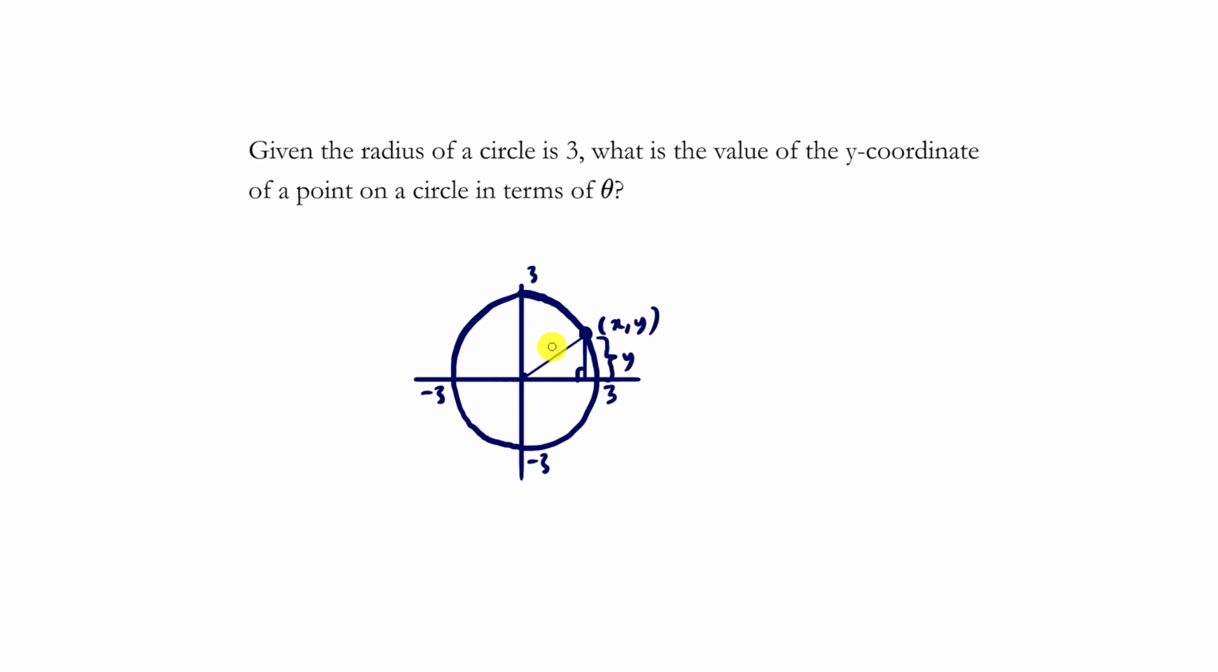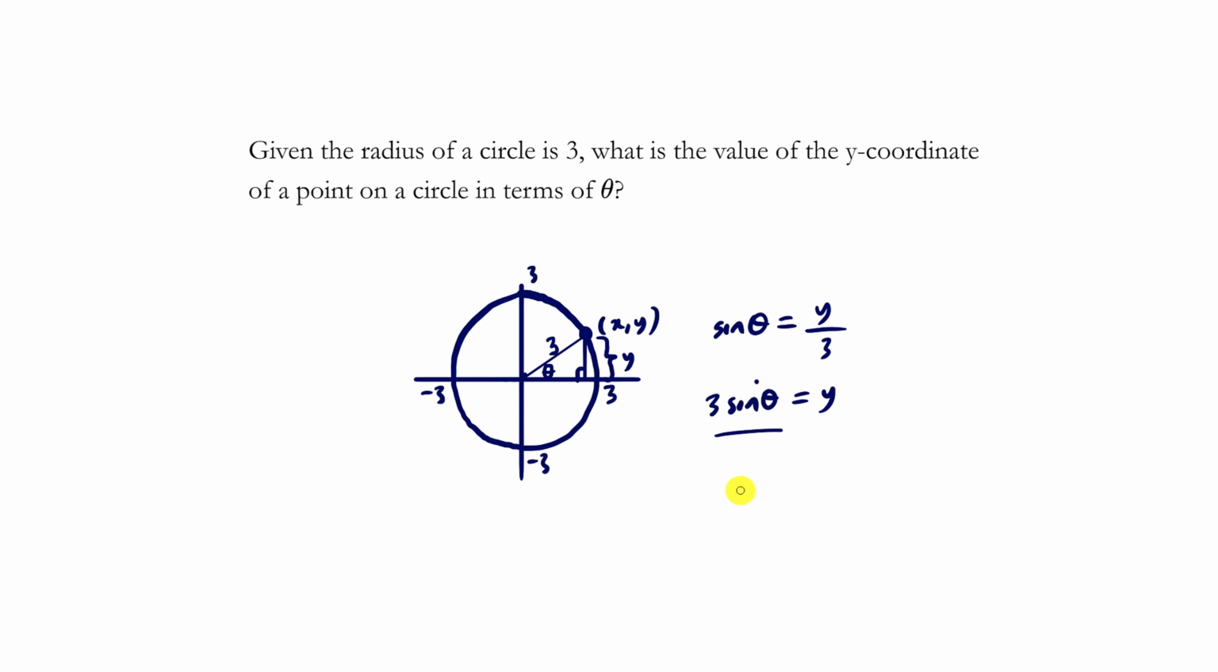Now this is not a unit circle. The radius here happens to be 3. That's the hypotenuse. So what can we say about theta? Using right triangle trigonometry, we know that sine theta is equal to opposite, which is y, over the hypotenuse, which is 3. Multiply both sides by 3, we have y is equal to 3 times sine theta. So this is the answer.